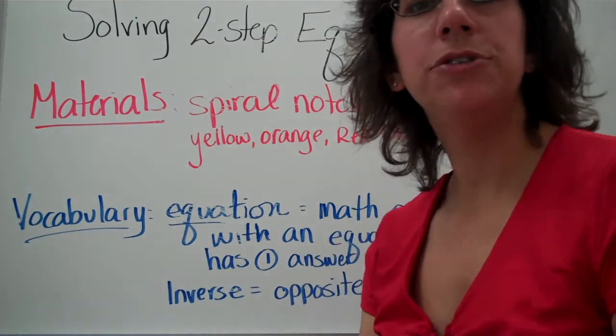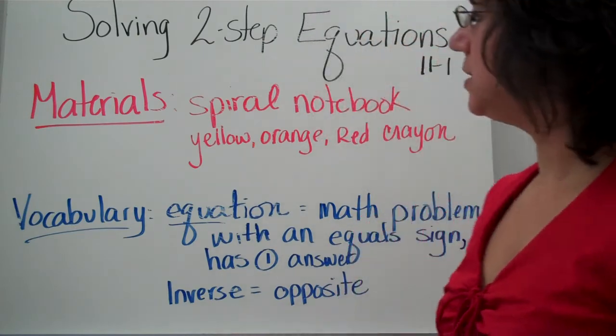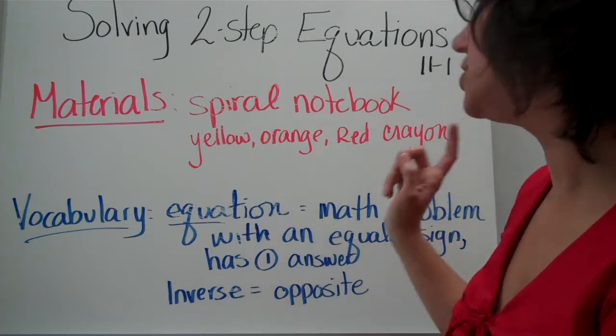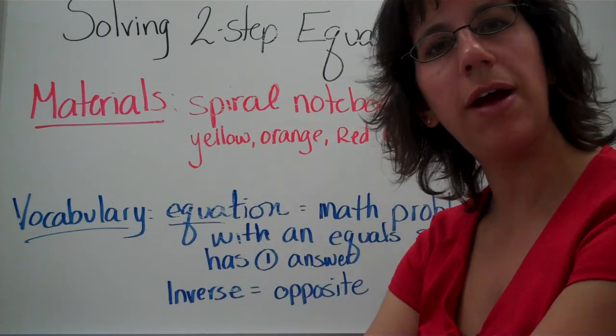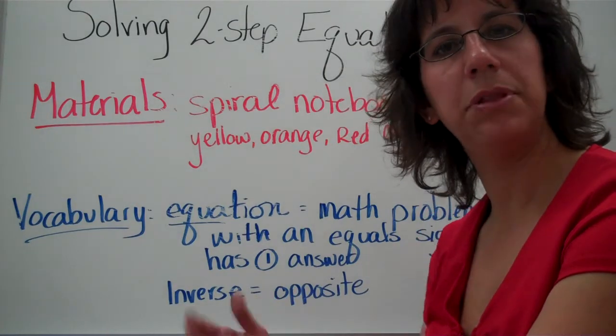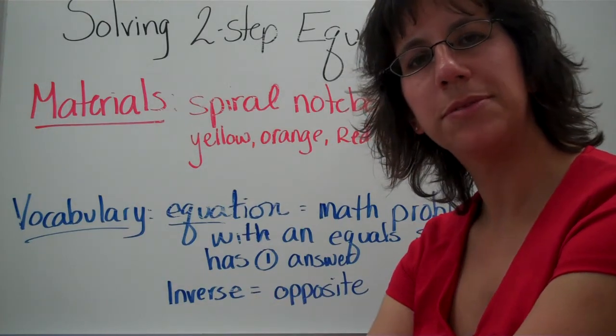All right, today we're going to talk about two-step equations, and I need to make sure that you get the spiral notebook, yellow, orange, and red crayon. So go ahead and grab those materials, pause the video, and then come on back and we'll talk about the vocabulary and then move on to solving some problems.